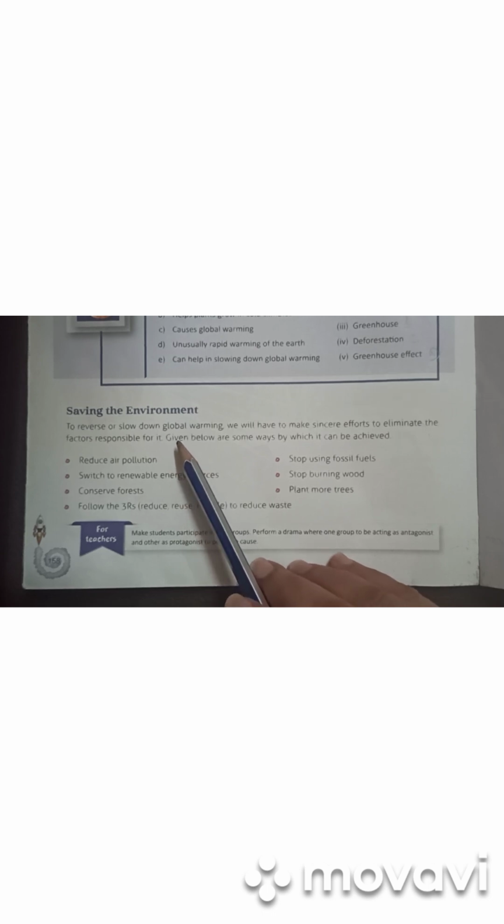Now today, by the effect of global warming and the greenhouse effect, how can we save our environment? There are different steps by which we can reduce global warming and save our environment, like reducing air pollution, the emission of smoke from vehicles and factories. If we reduce it, then we can reduce the air pollution also. Switch to renewable energy sources.